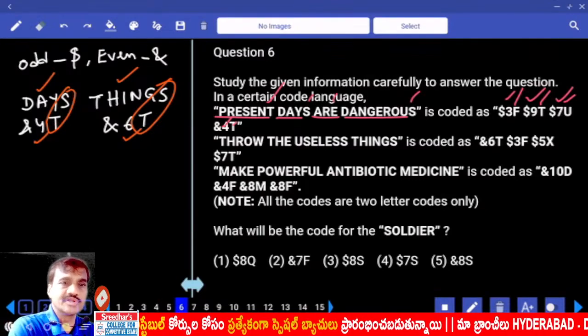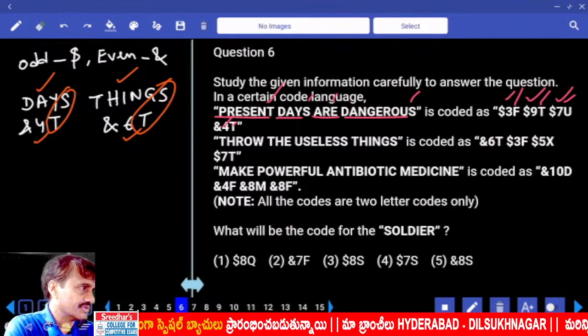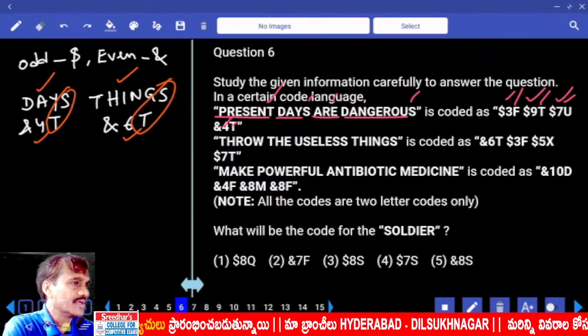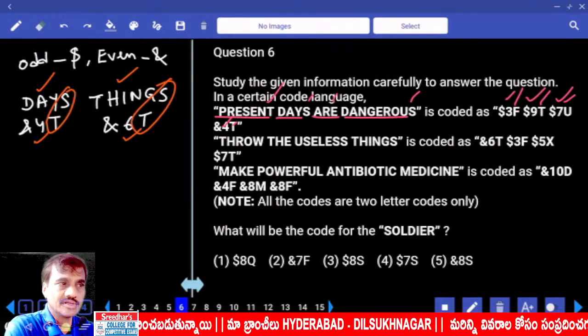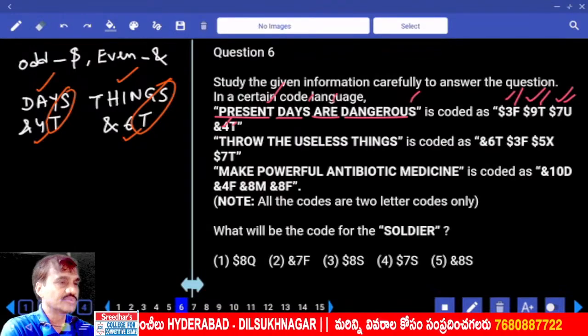Now letter, how are you getting the letter? Last letter plus 1. Number, total number of letters in the given word. Then symbol, if it is an odd number, dollar, even number, end. Now this is about 6 to 10.